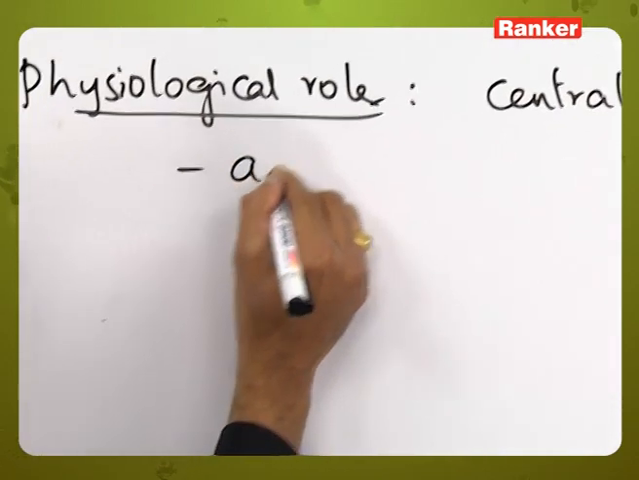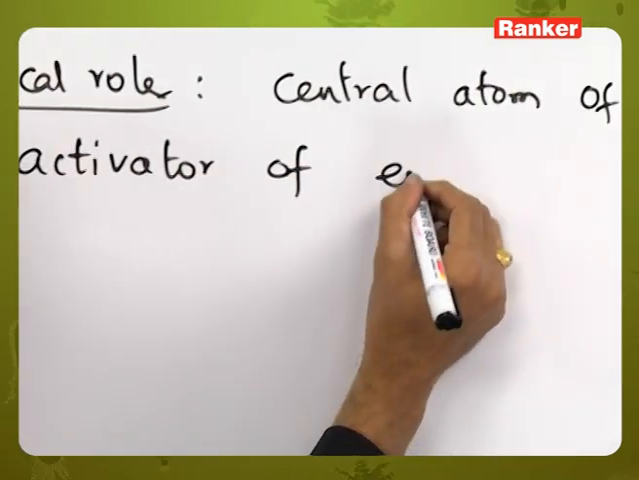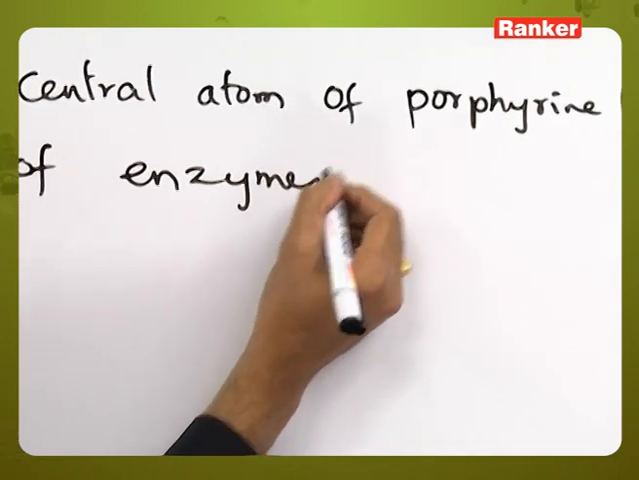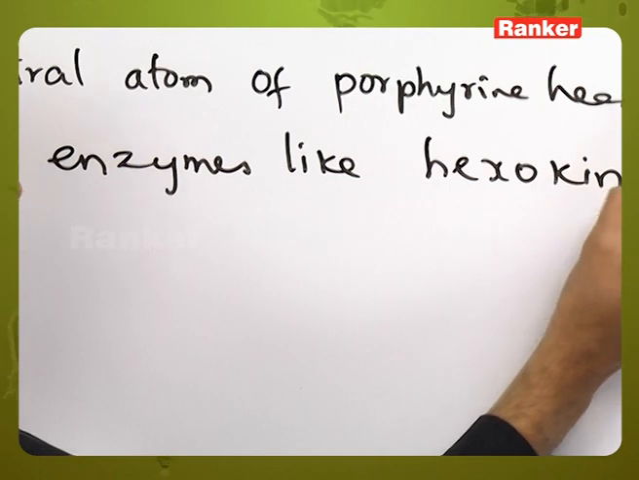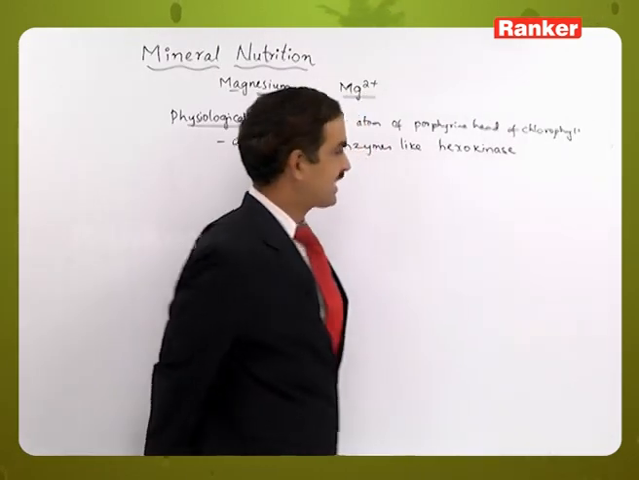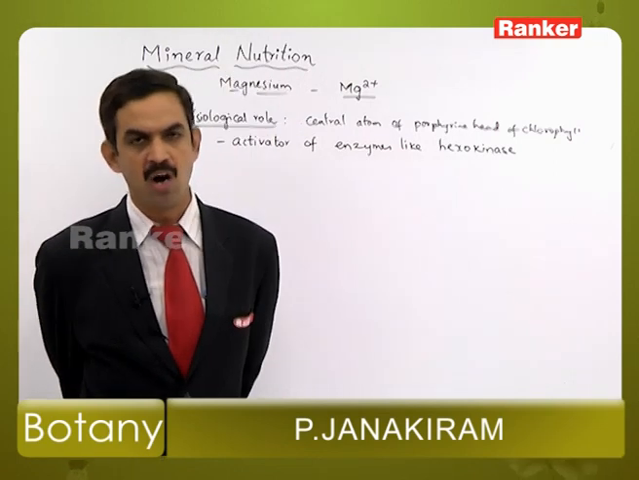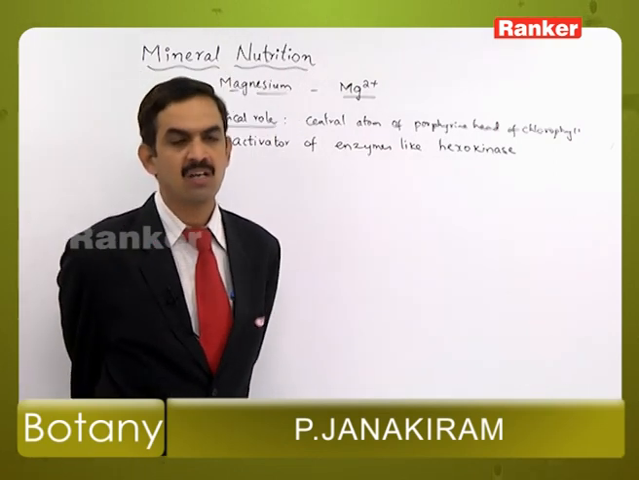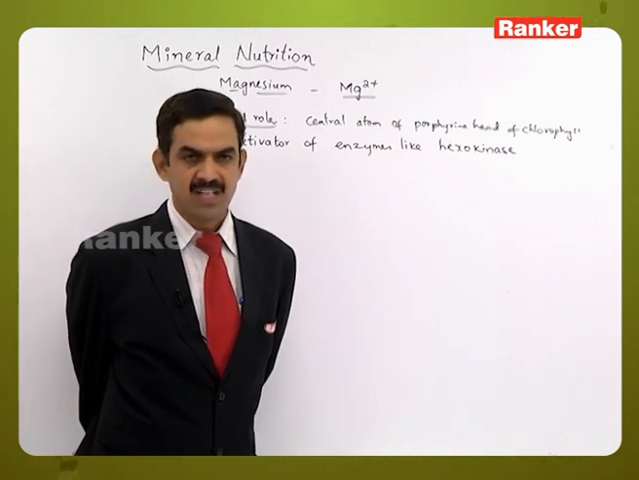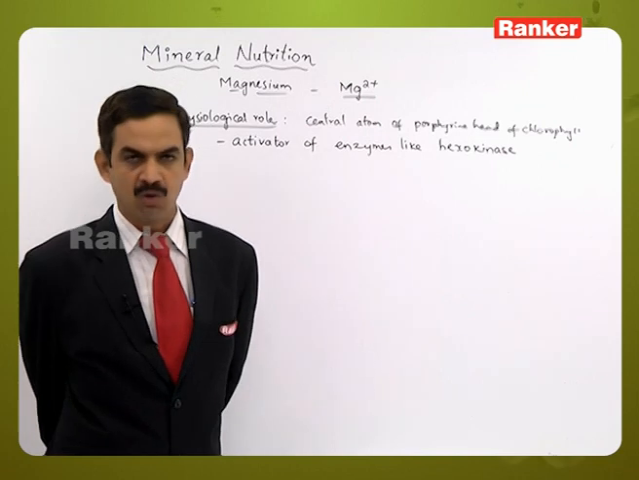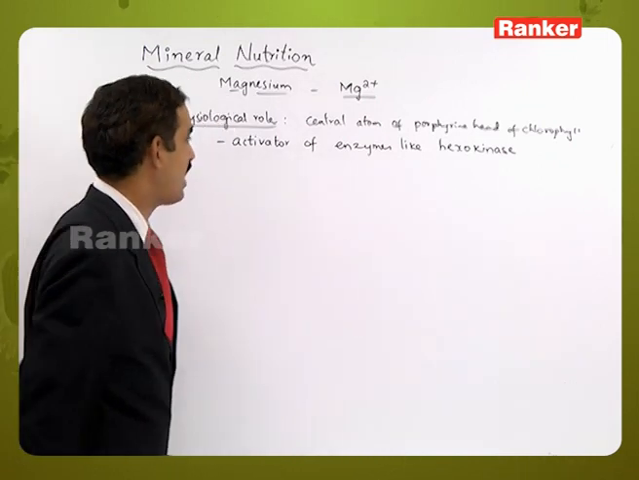Then it is an activator of many enzymes like hexokinase. Here the kinases are the ones which help in the transfer of phosphate molecules. For all such reactions where phosphate transfer is taking place, kinases are required, and these kinases are activated because of the magnesium ion.